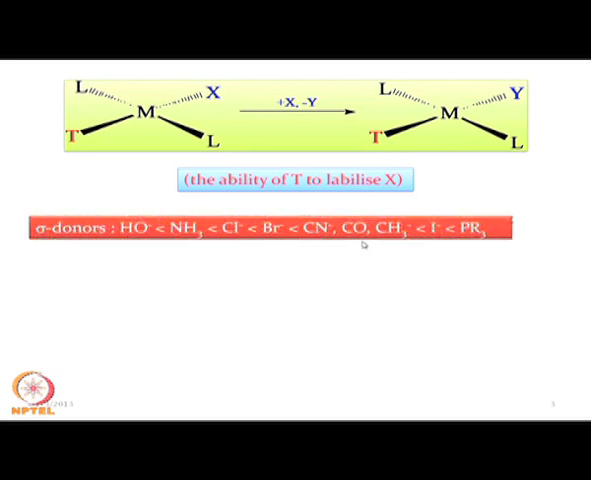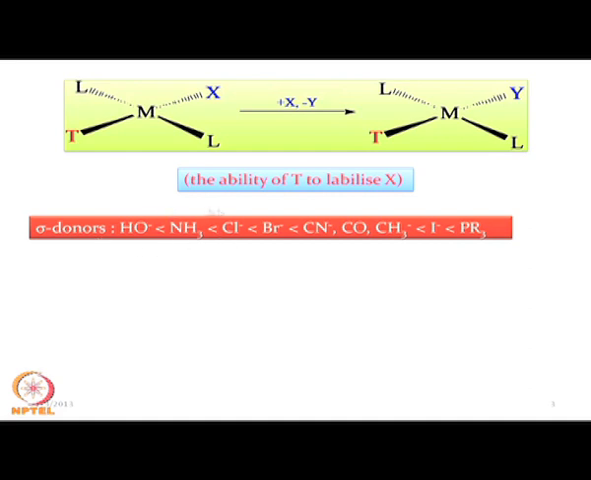So, the way we know the sigma donor ability of the groups in the spectrochemical series, during the framing of the spectrochemical series, we have seen that we can arrange the sigma donor ability of the ligands as higher for PR3, the trialkyl phosphine, and less for the hydroxide ion. Then ammonia is greater, then Cl minus is higher than ammonia, then bromide, then cyanide, then carbon monoxide, then methide ion and the iodide ion.